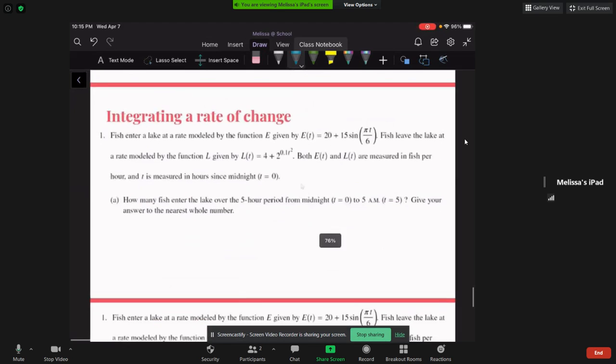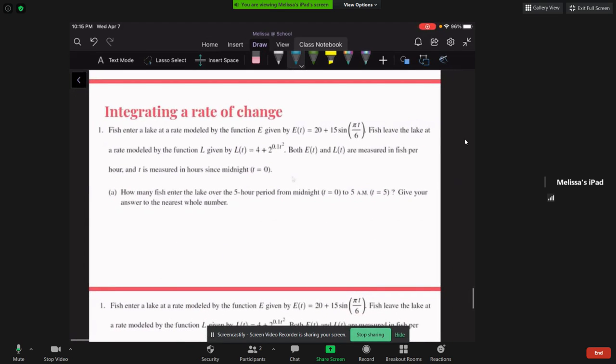All right. Then we have this next one, which is talking about fish that are entering and leaving a lake at a particular rate that is given by these two functions. Fish enter a lake modeled by E of t. They leave the lake at a function that is L of t. Both of them are measured in fish per hour, and t is measured in the hours since midnight.